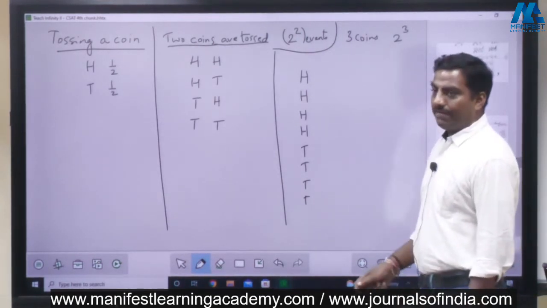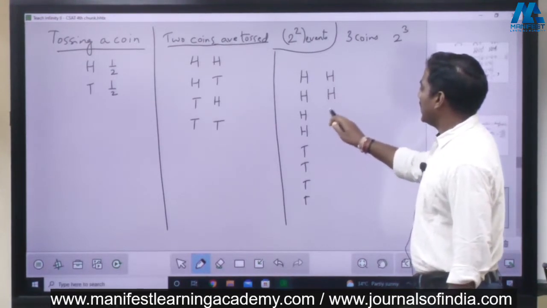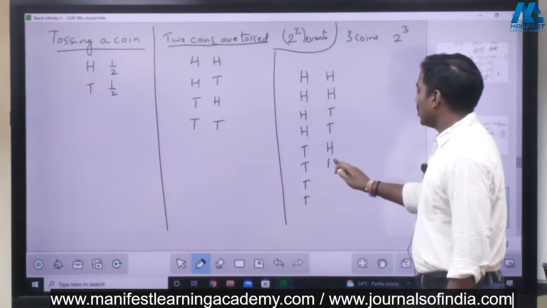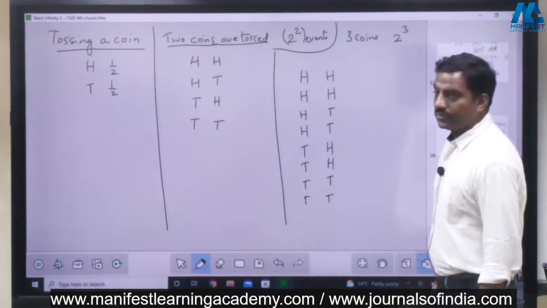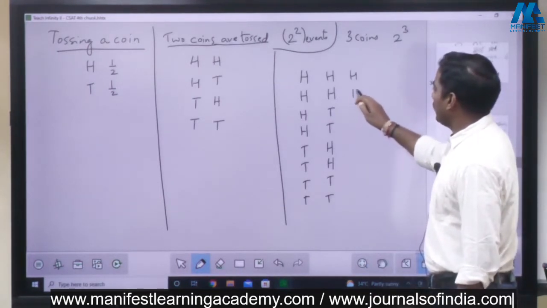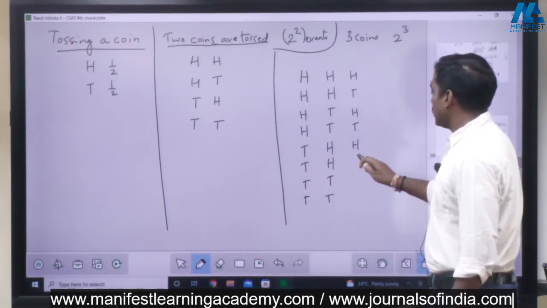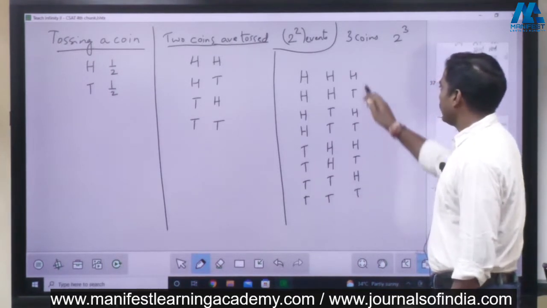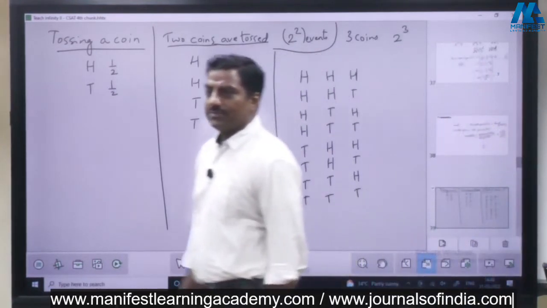For the second coin, write 2 2. Double H, double T, double H, double T. For the last coin, 1 H, 1 T, 1 H, 1 T, 1 H, 1 T, 1 H, and 1 T. We got all the possibilities.